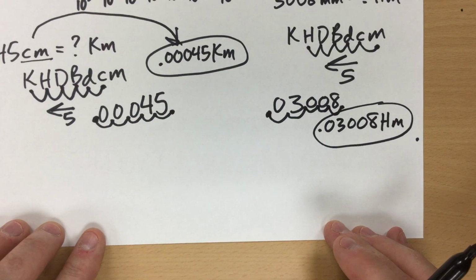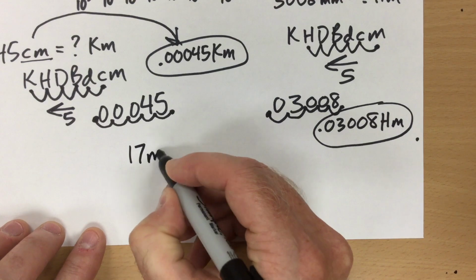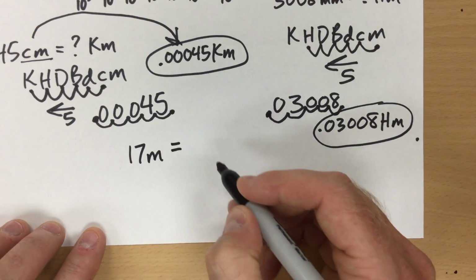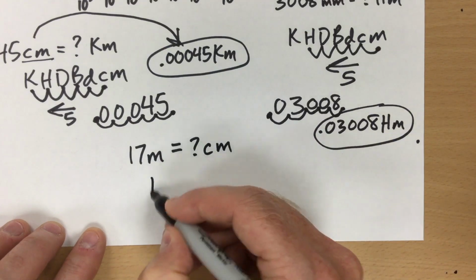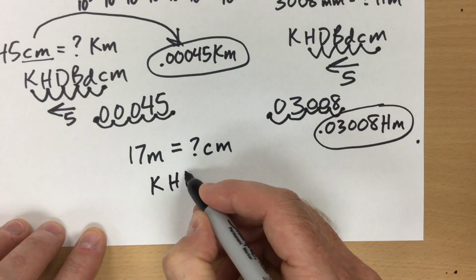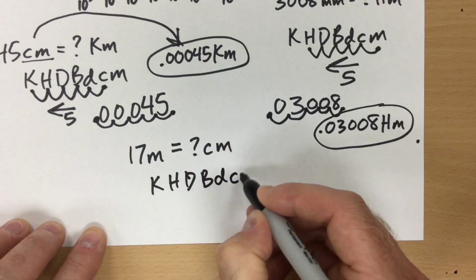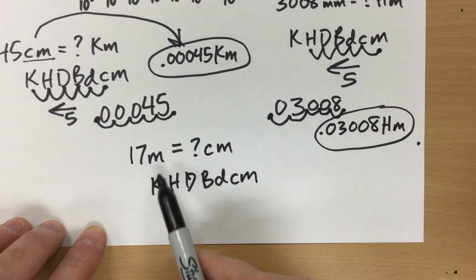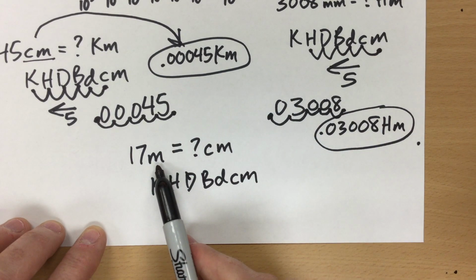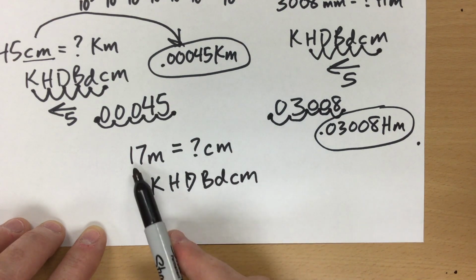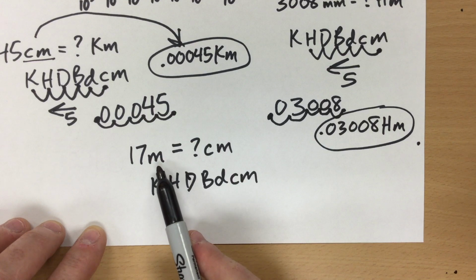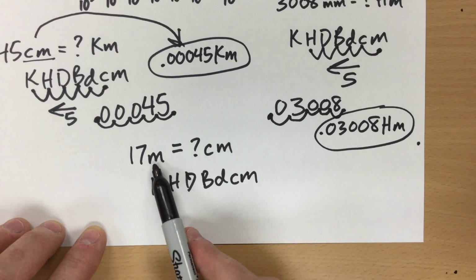I'm going to say that I take 17 m equals question mark centimeters. In this case, I write out K, H, D, B, D, C, M. And for this one, it says m, and you get stuck because you don't know what that m stands for. Many people are going to go right here, but that's incorrect. These are not 17 milli. You can't have 17 milli. If it was millimeters, it'd be mm. So since it just says m, we know that must stand for base.